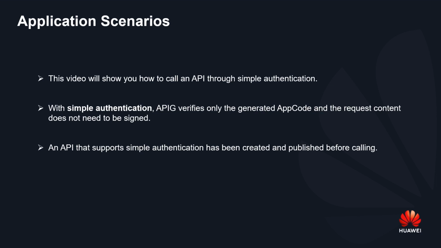This video will show you how to call an API through simple authentication. With simple authentication, AppIg verifies only the generated app code and the request content does not need to be signed. An API that supports simple authentication has been created and published before calling.